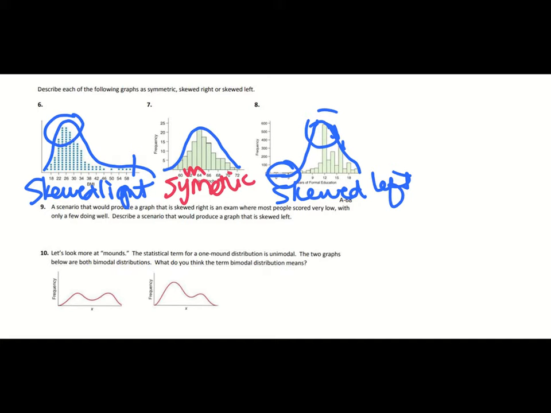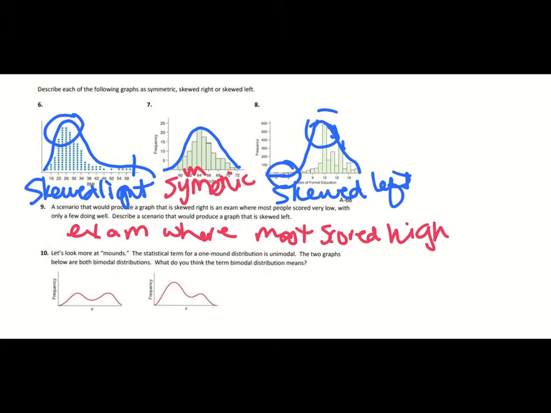A scenario that would produce a graph that is skewed right is an exam where most people scored very low, with only a few doing well. Describe a scenario that would produce a graph that is skewed left. It would be the opposite. That would be an exam where, instead of most people scoring very low with a few doing well, you have most scoring high with a few doing badly. So you have the opposite.